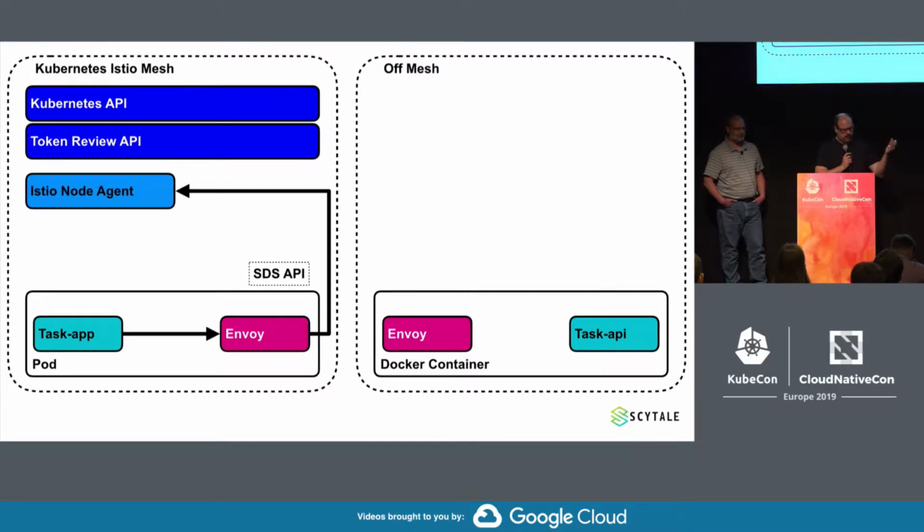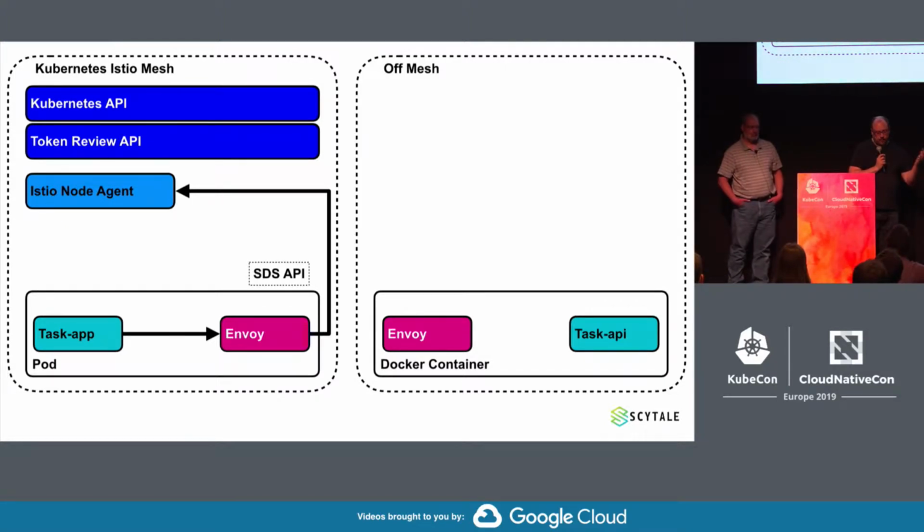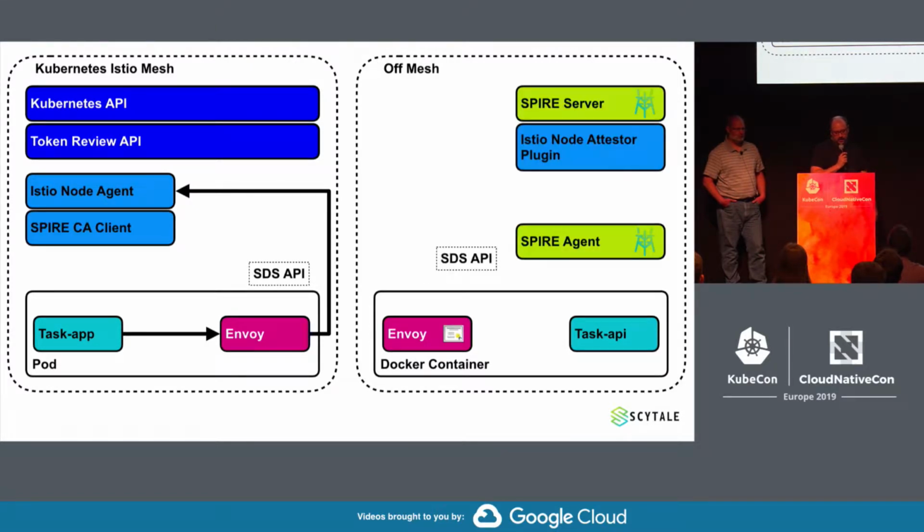So I'm going to just go over how we do this. What we're showing here is just an Istio deployment with two workloads. You have a task application and a task API that you want to talk to. And the task API is running outside of the Istio mesh. And what we do is we deploy a SPIRE server and a SPIRE agent outside of that mesh.